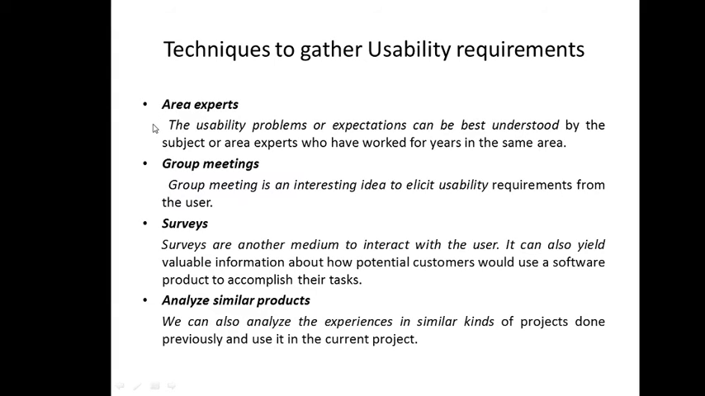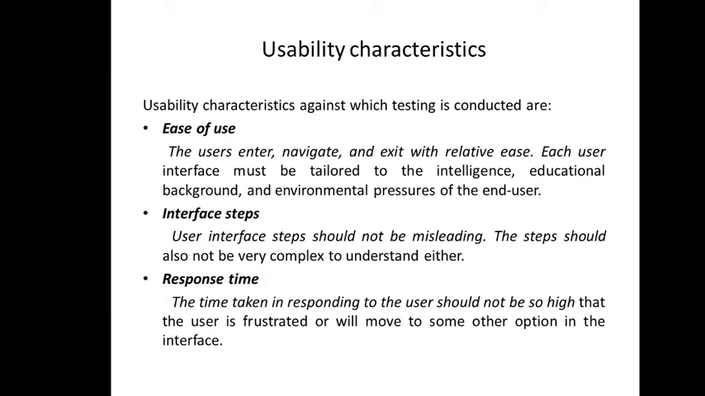So these are the four areas from where you can gather the information: from the area experts, from the group meeting conducted among the users, from the survey you carried out, and by analyzing similar products. So you can get the usability requirements, and then finally you can implement and test it.